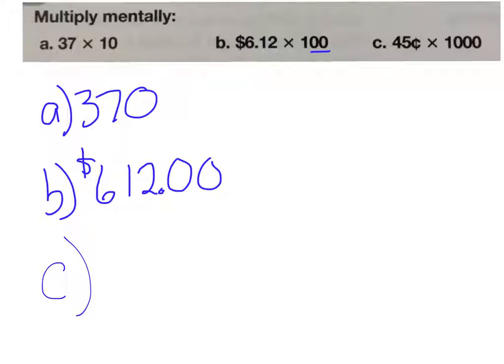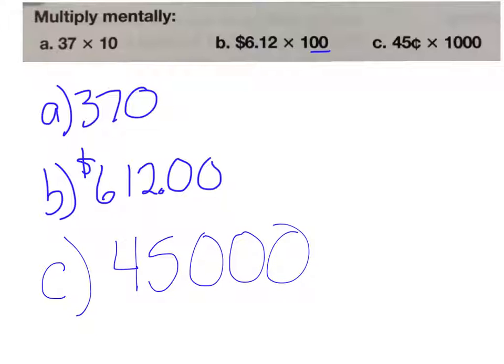We need to take 45 cents times 1,000. Well, when I take 45 times 1,000, I'm going to write down my 4, my 5, and add three zeros. But this is money, so I need to move my decimal point in two places and put my dollar sign. Ooh, that was a really bad dollar sign. So $450 would be what I get when I take 45 cents times 1,000.